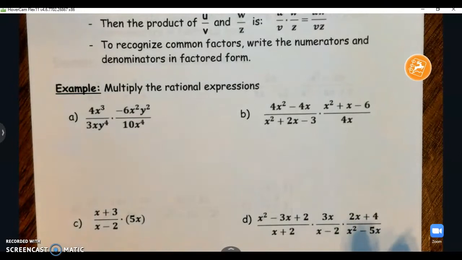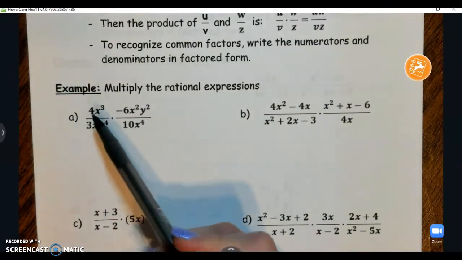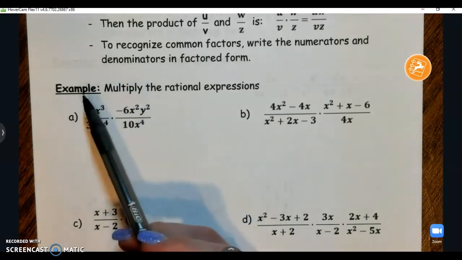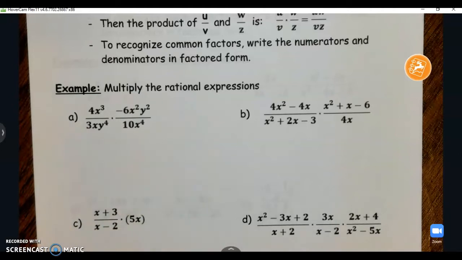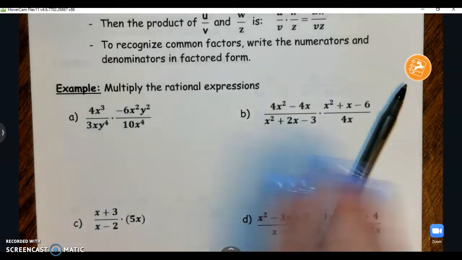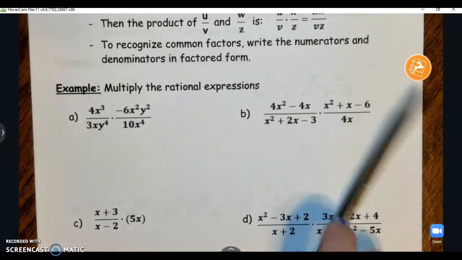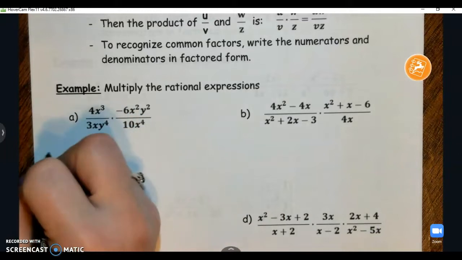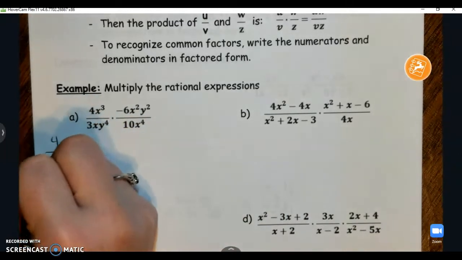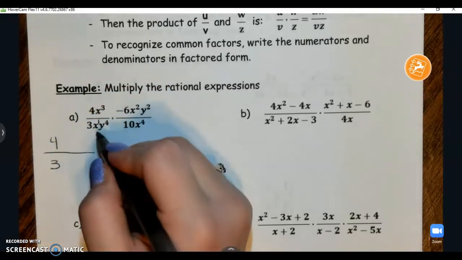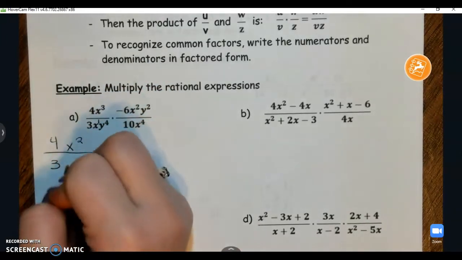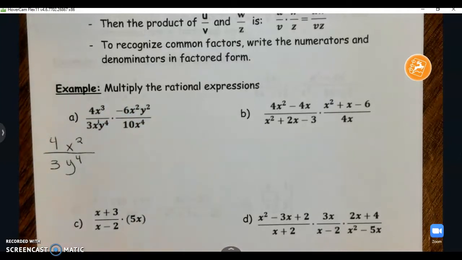Multiplying. Let's multiply these expressions. Again, you're going to simplify each expression, then you're going to multiply the top and the bottom and simplify further if possible. So I'm going to start on A. I'm just going to simplify this first expression first. So 4 over 3, nothing in common that I can cancel, but I have x to the third over x to the first power. So I can simplify that and get x squared in the top, and that y to the fourth stays in the bottom.